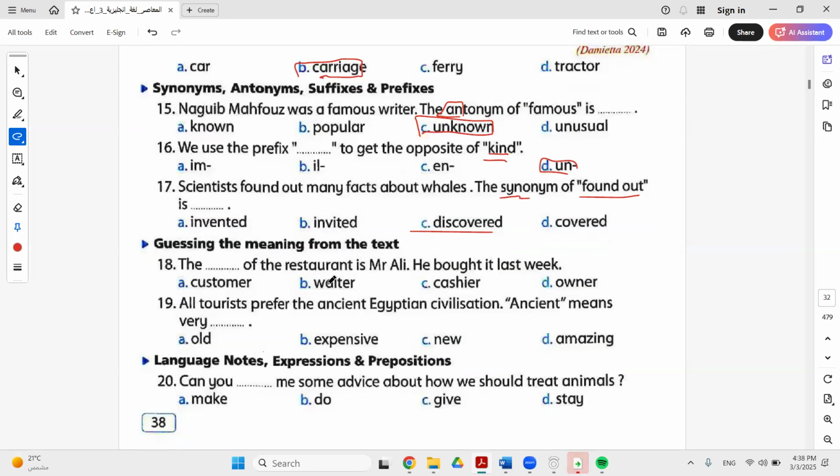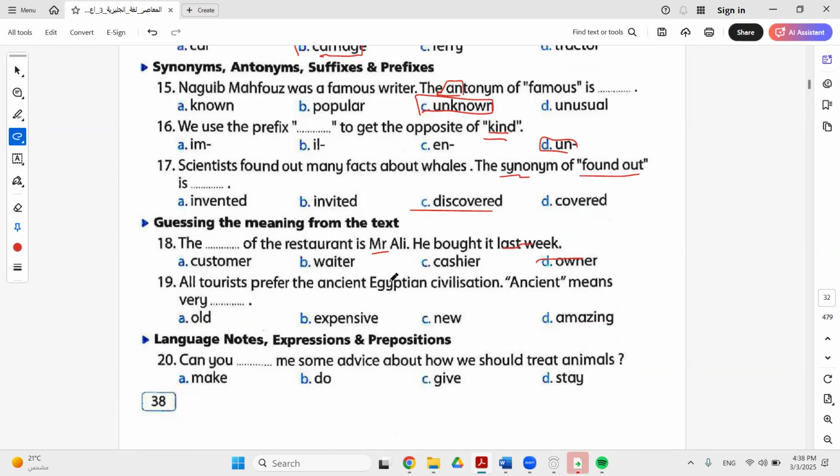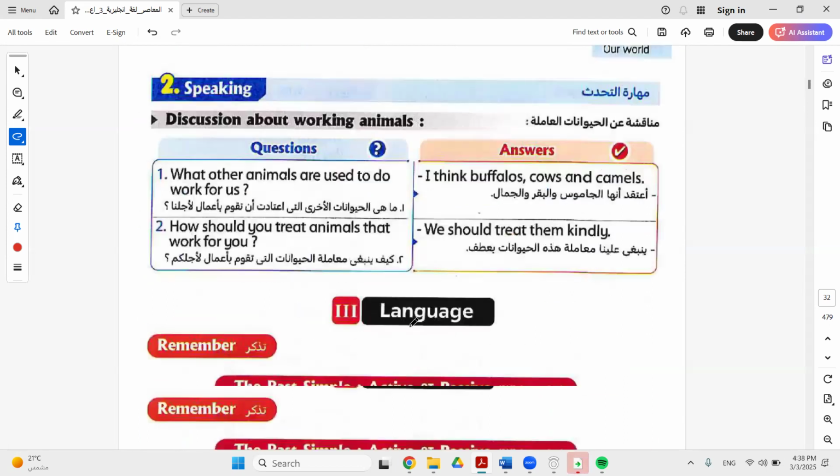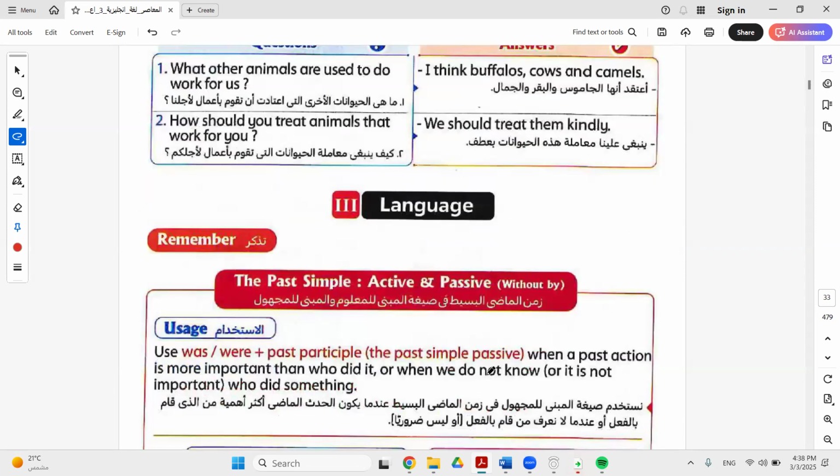Owner of the restaurant is Mr. Ali. He bought it last week. Owner, perfect. All tourists preferred the ancient Egyptian civilization. Ancient means very old. Can you give me some advice about how we should treat? Thank you very much. That's it for the vocabulary.